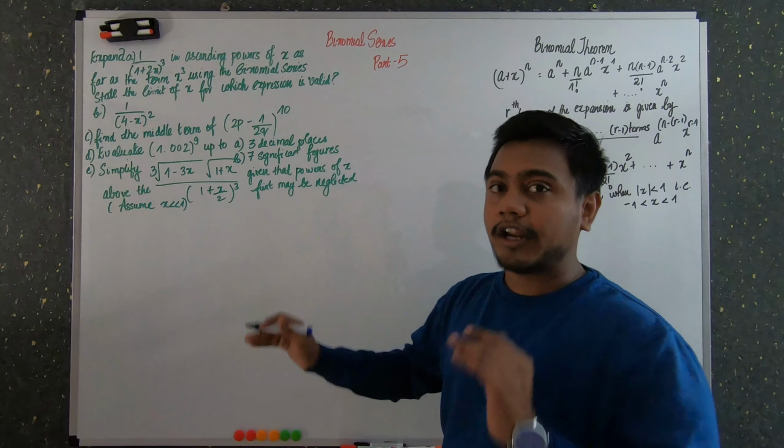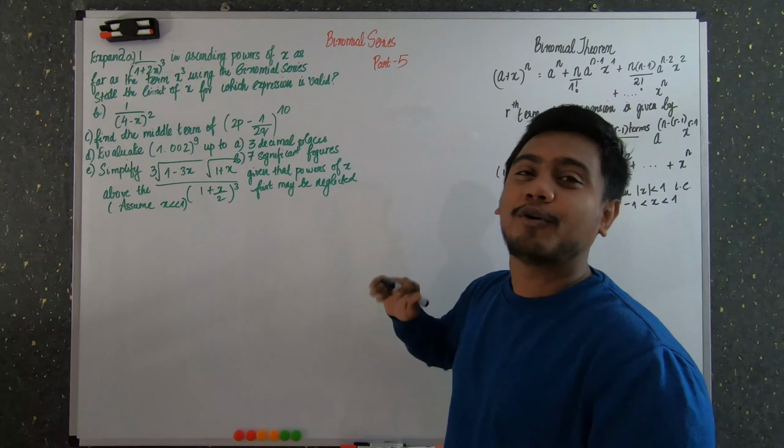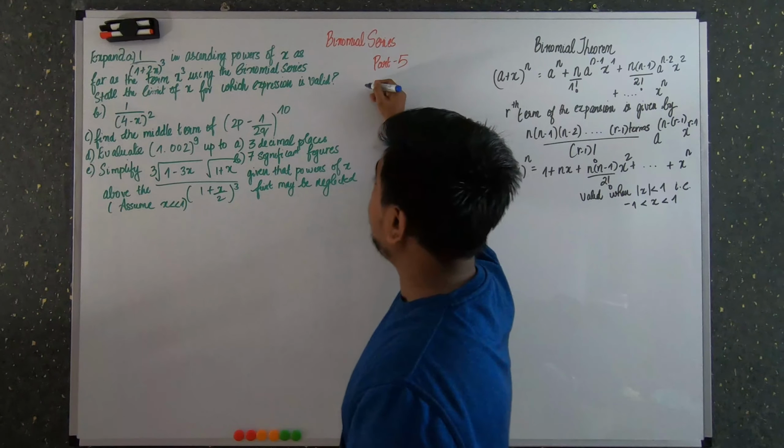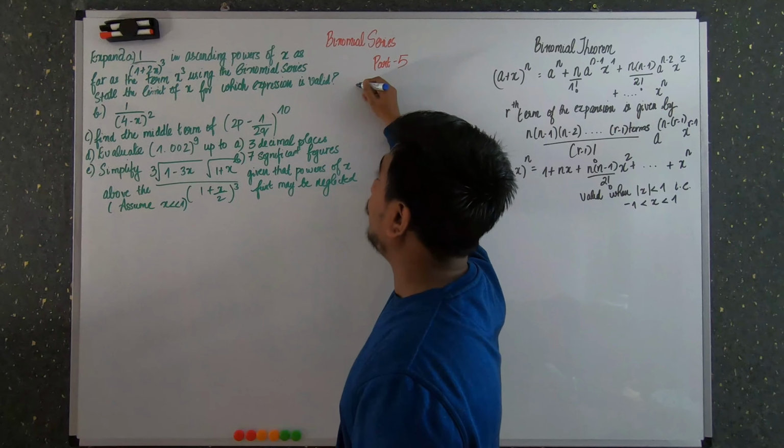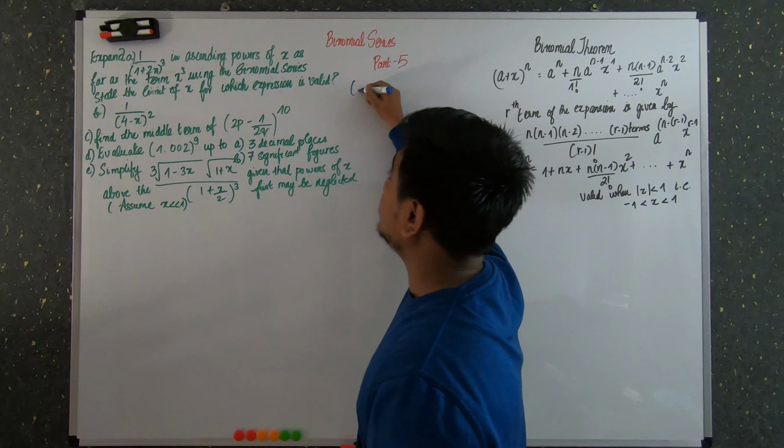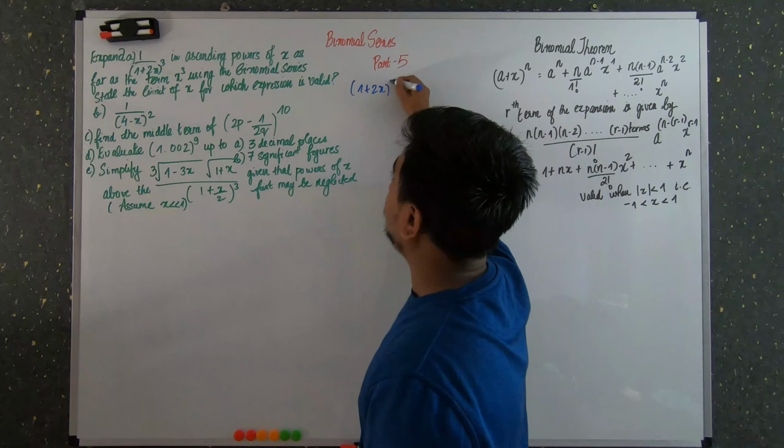Okay, I'm not trying to confuse you, so let's directly go with the first part of the problem. So 1 by (1 + 2x) the whole cubed. You can write the expression as (1 + 2x) raised to minus 3.